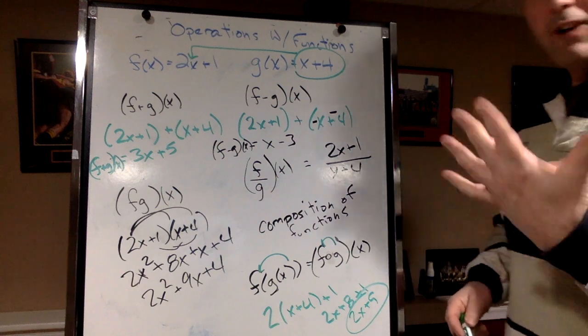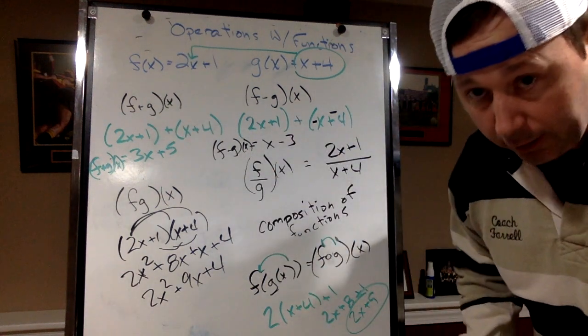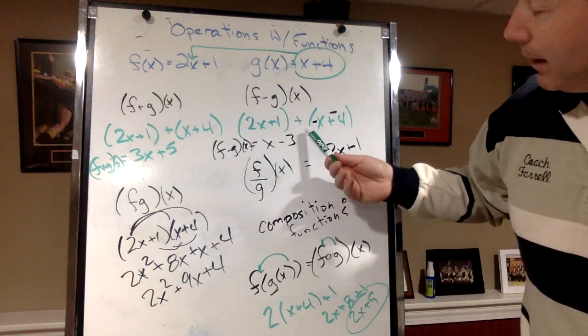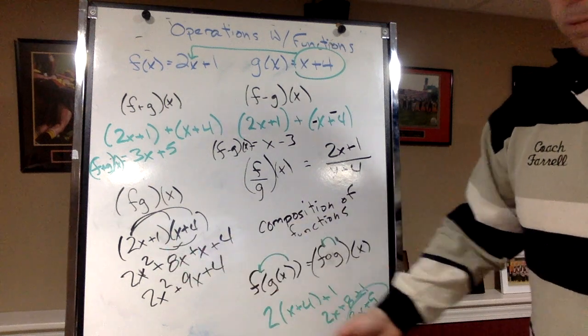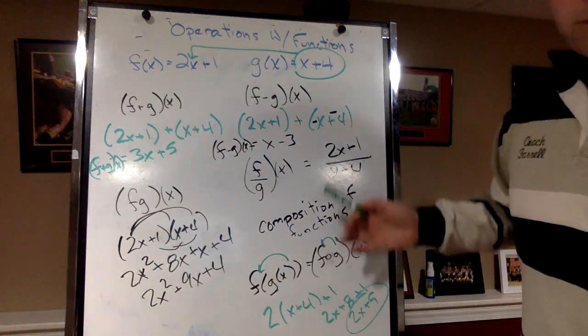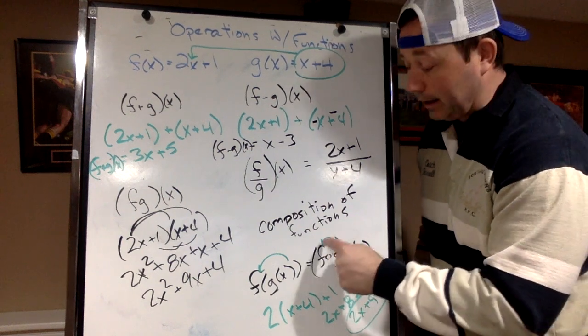So, 5 things to think about. Adding, literally add them. Subtraction, literally subtract them or do my little trick. Multiplication, distribute. Division, I might have to simplify, I might not. Composition, you see that open dot. Take the second one into the other one.